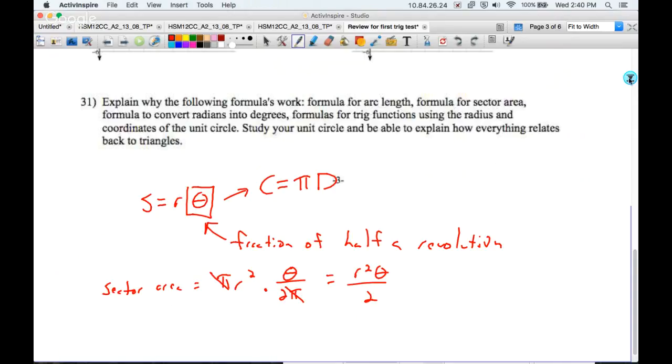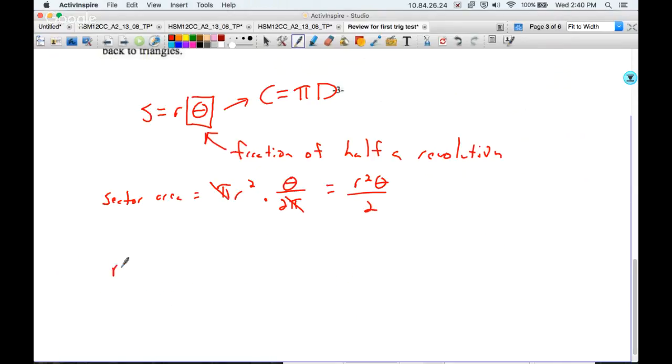Formula for converting radians into degrees. So radians equals degrees times pi over 180. This works because this here is a form of 1.